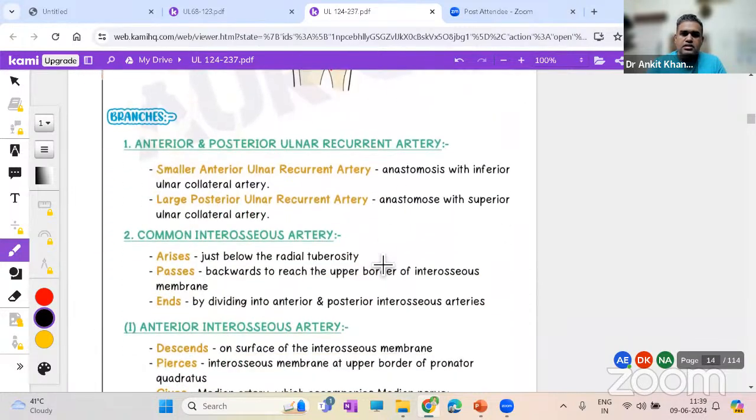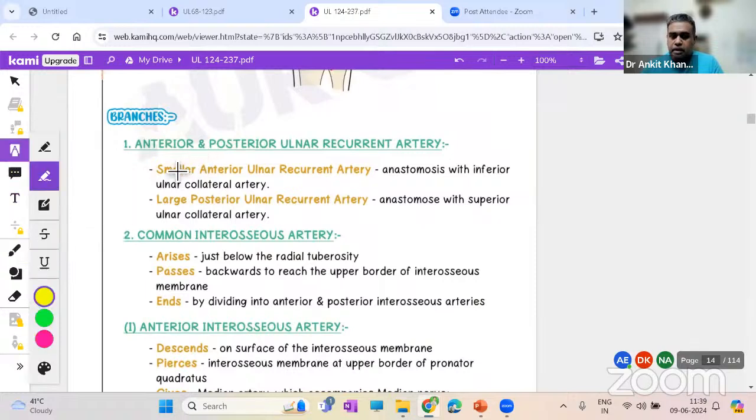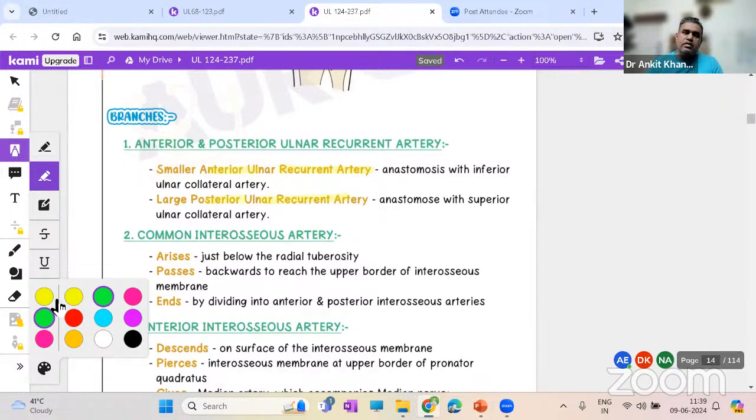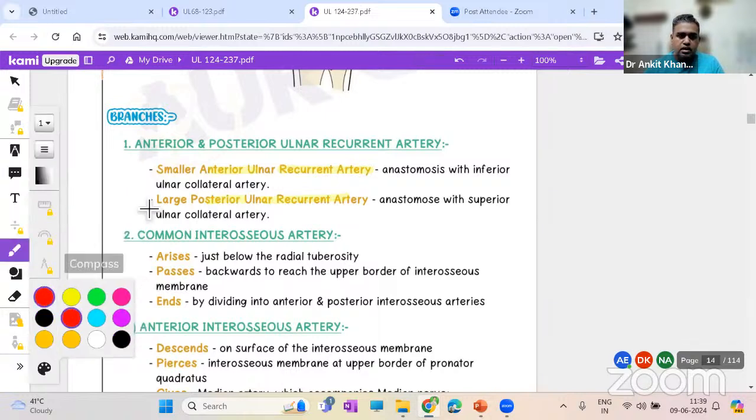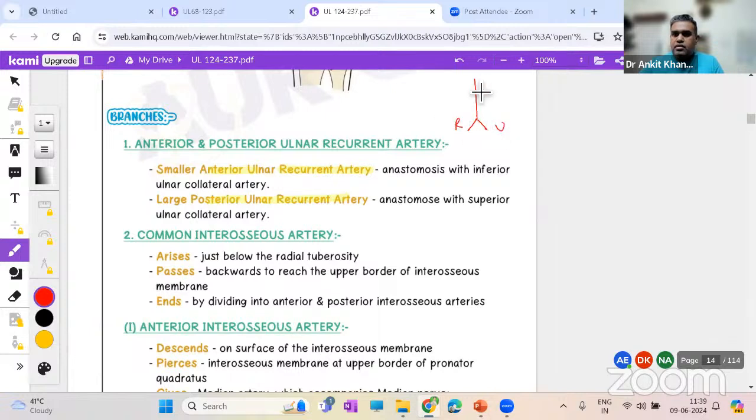Relations also there. Branches again, just go through these branches. They are important. The main branches I am highlighting over here are the anterior and the posterior ulnar recurrent arteries. They are recurring back, so they will anastomose with the ulnar collateral artery coming down from the brachial artery. If you are wondering what I am saying, see, this was the brachial, which gave off radial and ulnar. From the brachial, you have the ulnar collateral, if you remember. From the ulnar, you will have the ulnar recurrent.